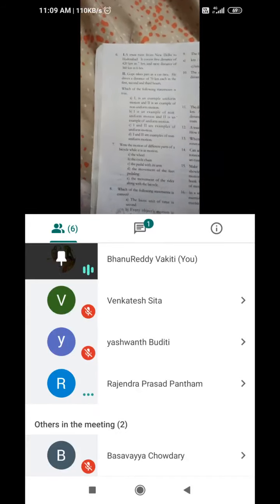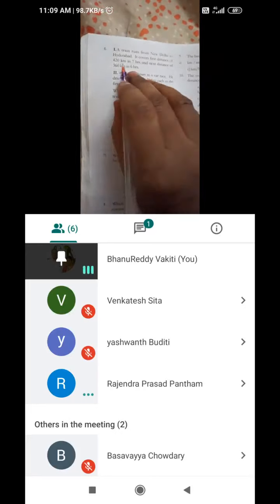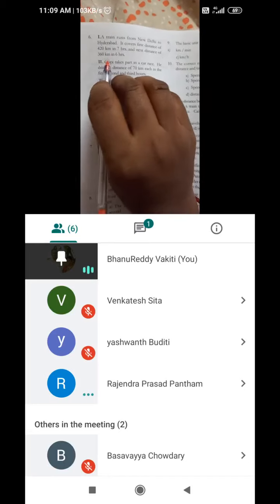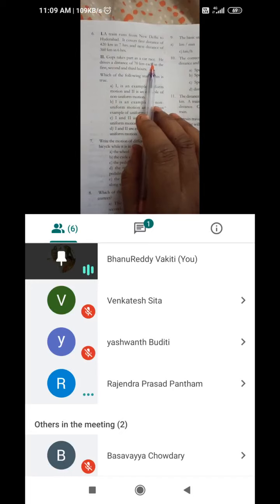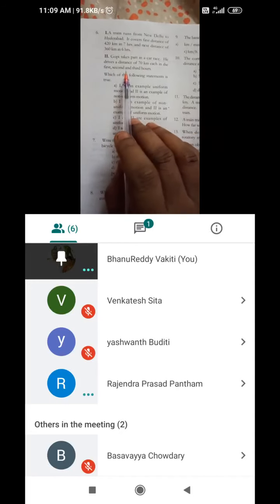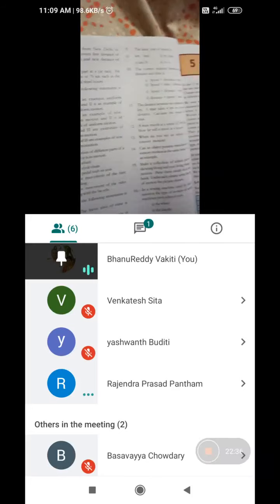And a train runs from New Delhi to Hyderabad. It covers the first distance of 420 kilometers in 7 hours and the next distance of 360 kilometers in 6 hours. And Gopi takes part in a car race. He drives a distance of 70 kilometers each in the first, second and third hours. Which of the following statements is true?